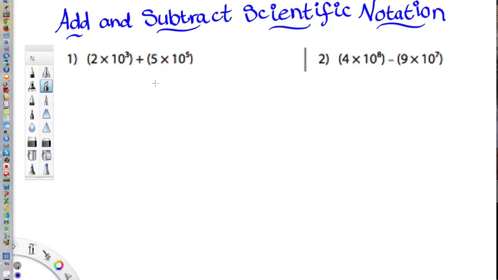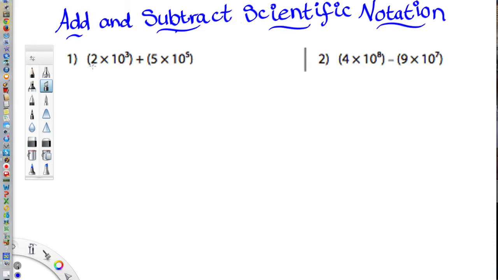Today we're going to work on adding and subtracting numbers that are in scientific notation. Let's take a look at a few sample problems together. Okay, let's look at our assignment where it says adding and subtracting scientific notation. We're going to work on number 1 and number 2 together. The key thing, whether we're adding or subtracting, is we have to have a common power 10 number.